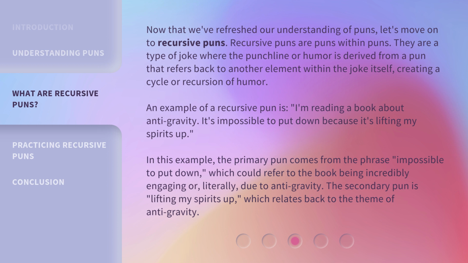An example of a recursive pun is, "I'm reading a book about anti-gravity. It's impossible to put down because it's lifting my spirits up." In this example, the primary pun comes from the phrase, "impossible to put down," which could refer to the book being incredibly engaging or, literally, due to anti-gravity. The secondary pun is, "lifting my spirits up," which relates back to the theme of anti-gravity.